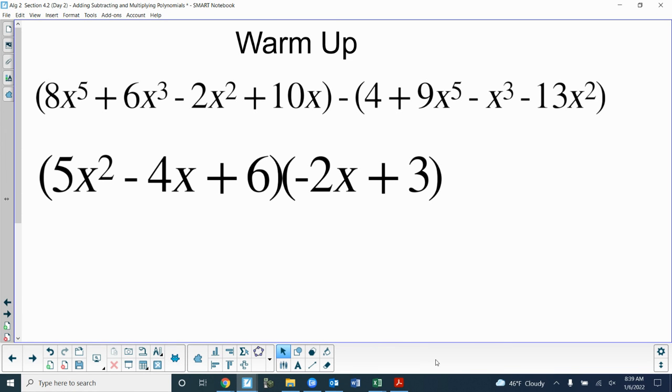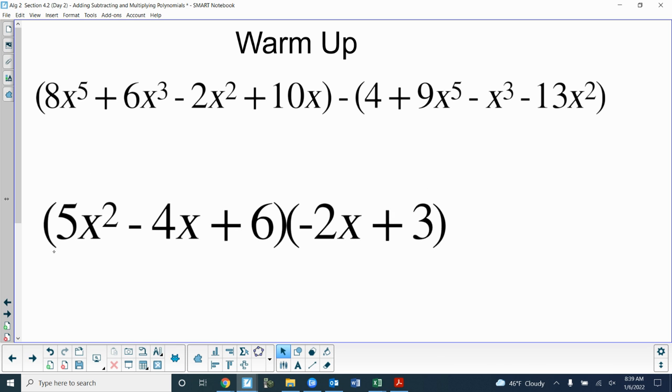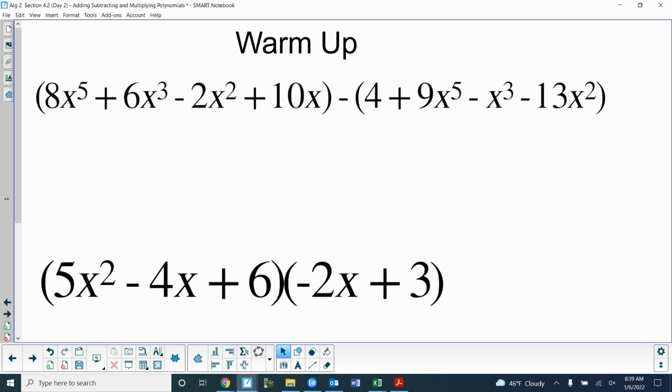All right, so the first one. Combine like terms. 8x to the fifth minus 9x to the fifth is what? Oh, it's subtraction, right? It is. All right, is there an x to the fourth in here anywhere?